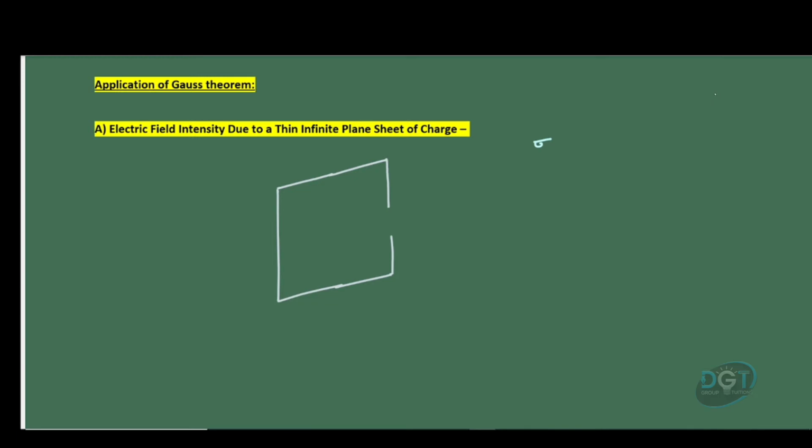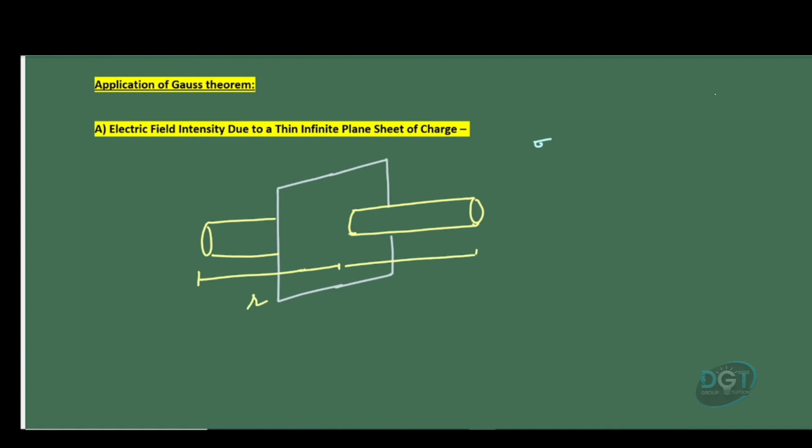Now let us imagine a cylindrical shape through this thin plane sheet to apply Gauss theorem and find out the electric field intensity. Now let us assume this to be of length say 2r, and this thin plane sheet is bisecting it. So say this part is till here, say r, and over here it's r.